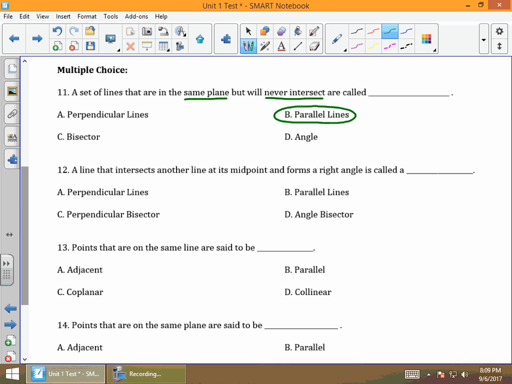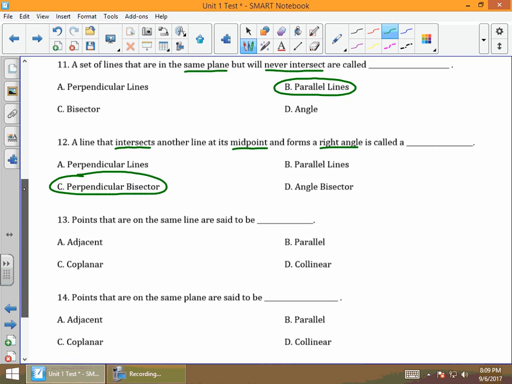Question number 12, a line that intersects another line at its midpoint and forms a right angle. So it does 2 different things. It meets at the midpoint, so it makes it a bisector. And it meets at 90 degrees, makes it perpendicular as well. So a perpendicular bisector. Perpendicular because of the right angle, bisector because of the midpoint.